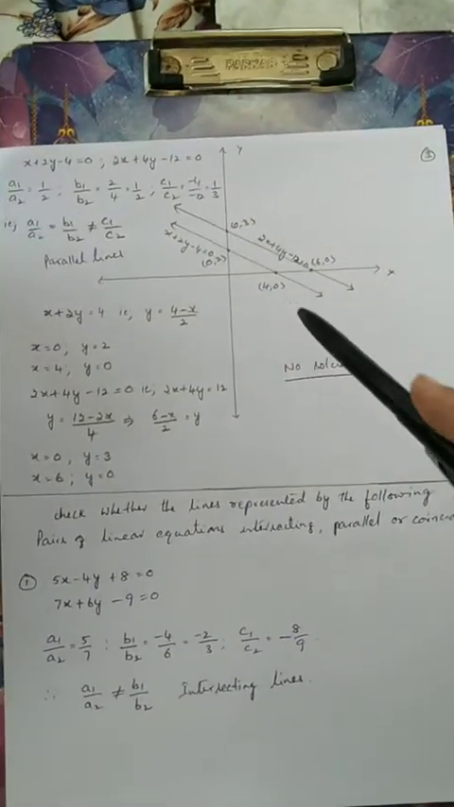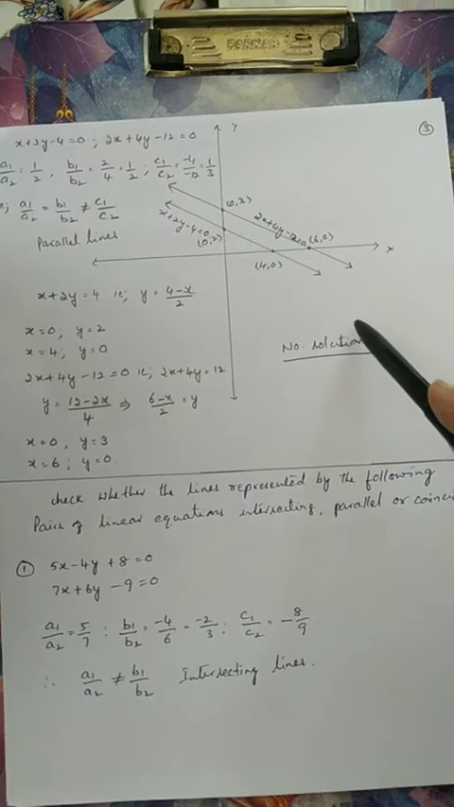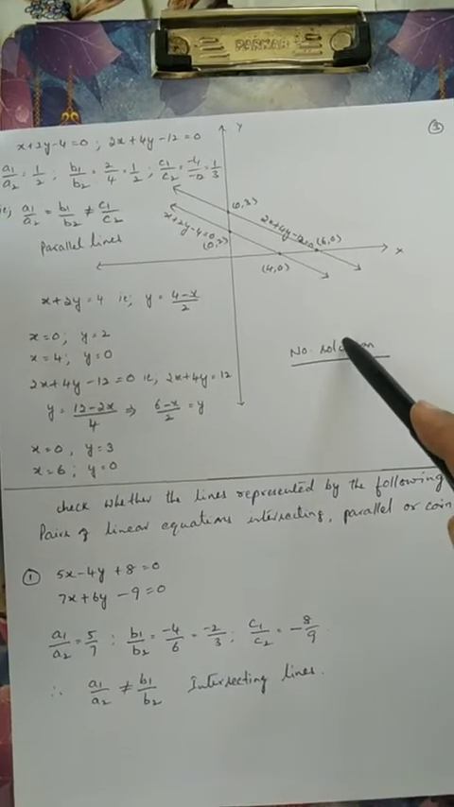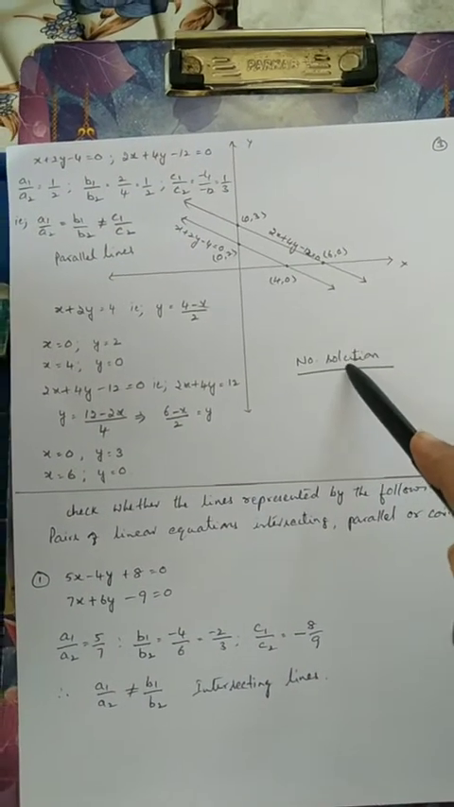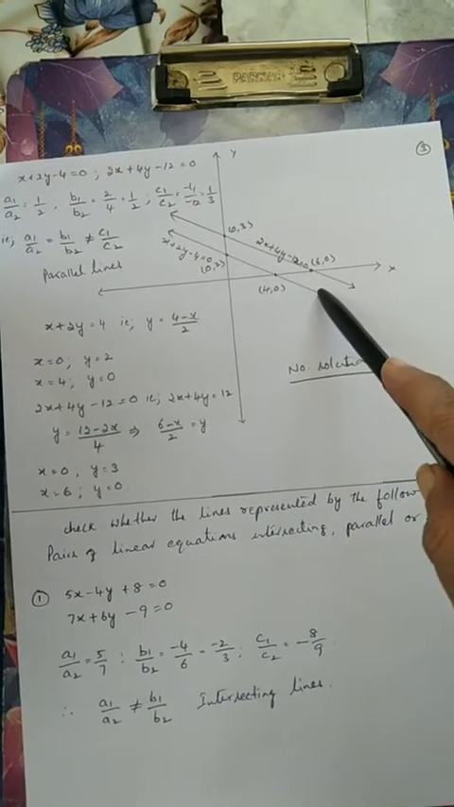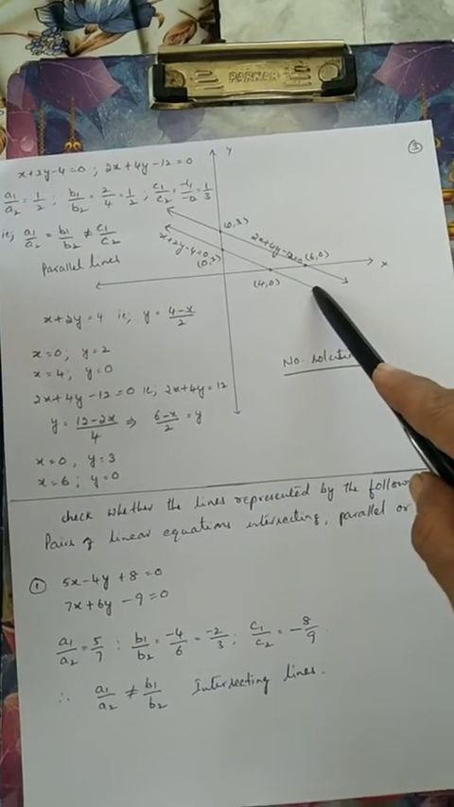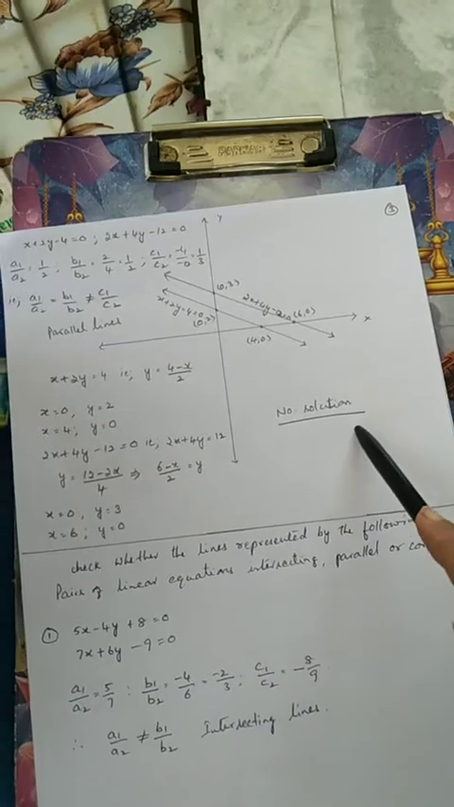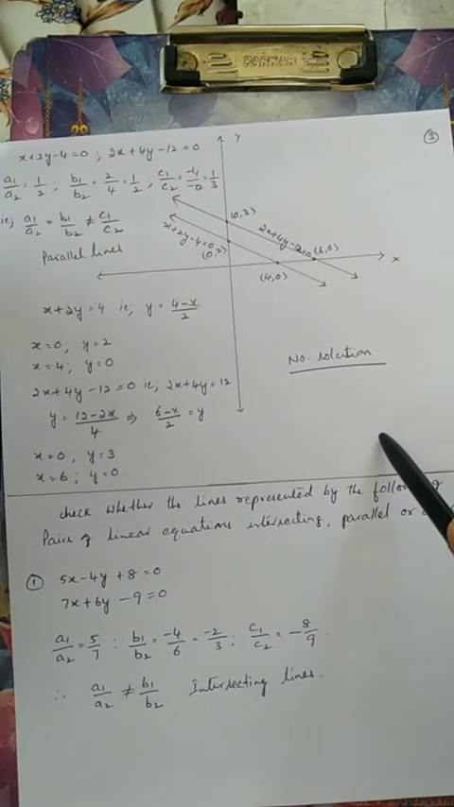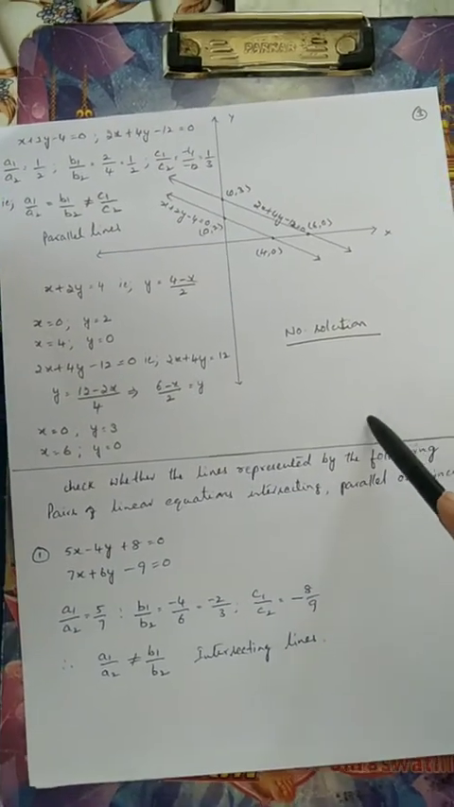These two lines are parallel. When the lines are parallel, then we do not get any solution. So here I wrote the no solution for the parallel lines. And for intersecting lines we have only one unique solution. For coincident lines we have many solutions.